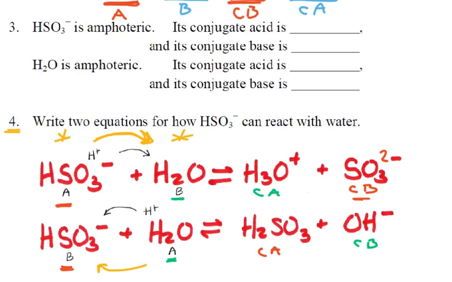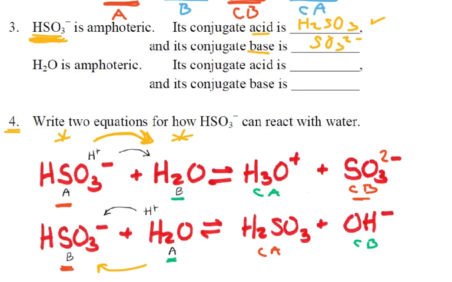So if we have HSO3-, and we ask, what is its conjugate acid? If we're looking for a conjugate acid, that means this must be a base. It must accept an H+, so our answer is going to be H2SO3. If I'm looking for a conjugate base, that means this must be an acid, must be a donor, and if it donates an H+, then it's going to be SO3 2-.